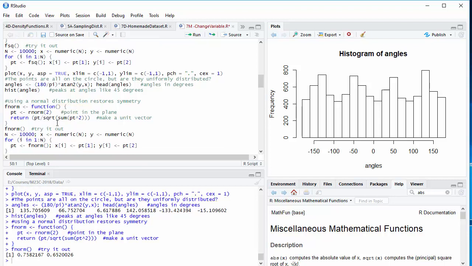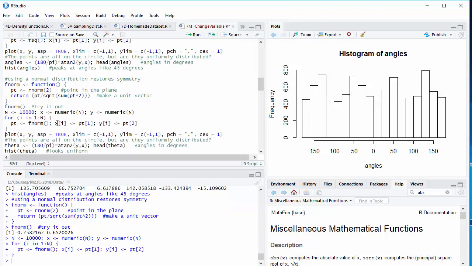We try this out. It looks much the same as before. X squared plus y squared equals 1. Let's do this 10,000 times and plot the results.